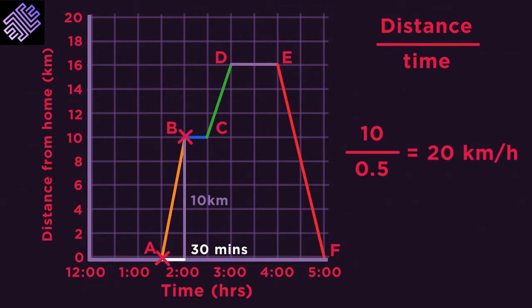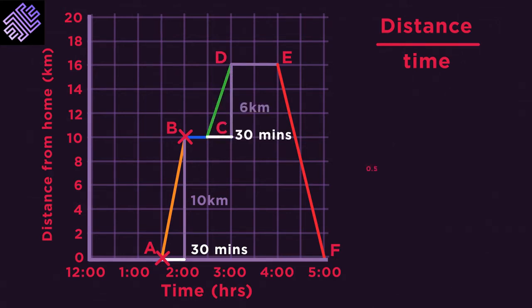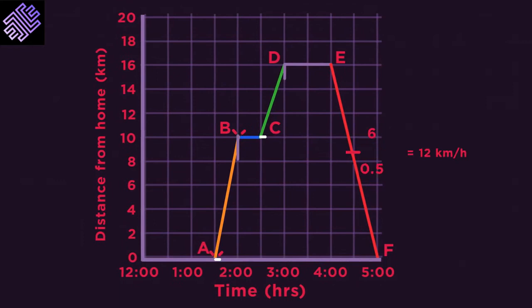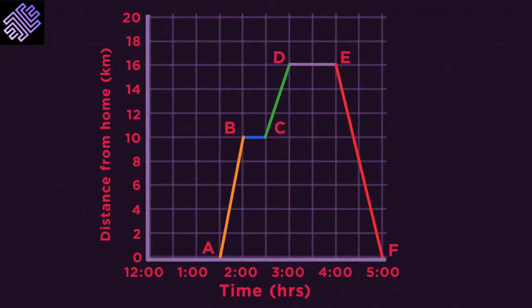We can do the same for the section C and D. The change in distance is 6 kilometers with a time of 30 minutes or 0.5 hours. 6 divided by 0.5 equals 12 kilometers per hour. So slower than part AB. This tells us the steeper the gradient of point on the graph, the faster the speed of the point. The flatter the gradient, the slower the speed, with completely flat line having a speed of 0.